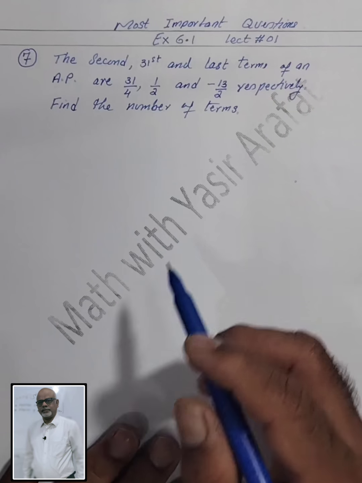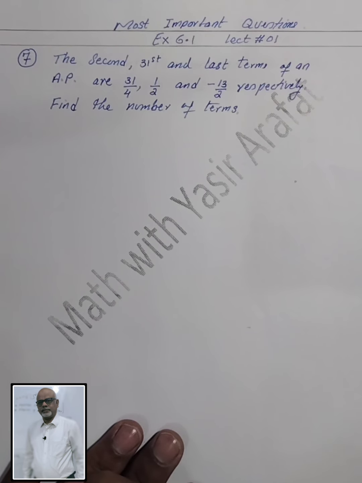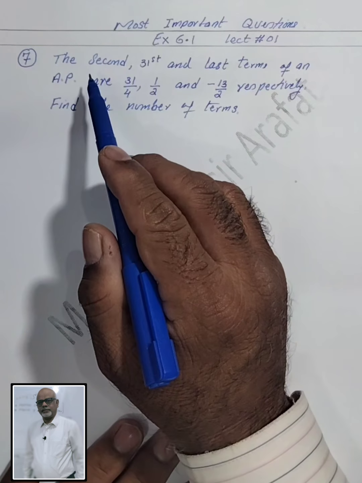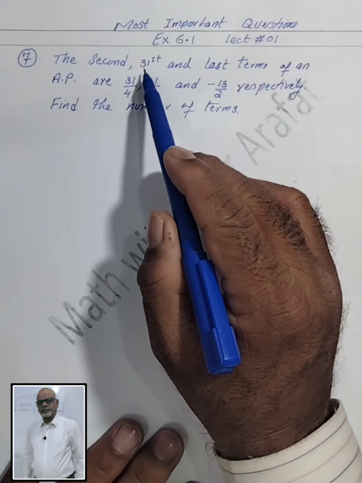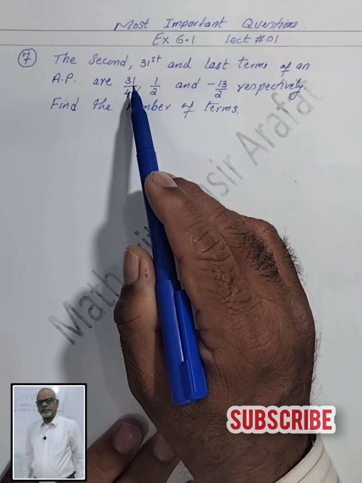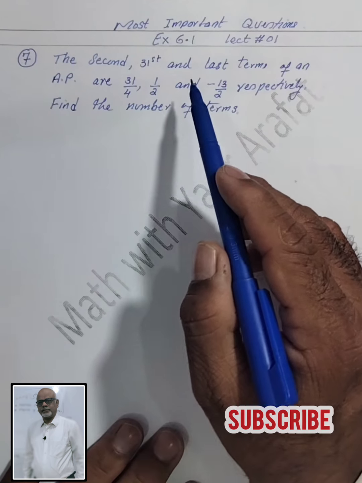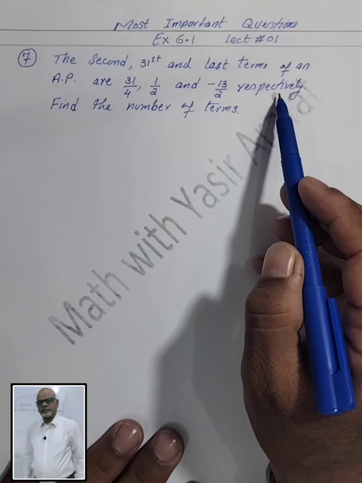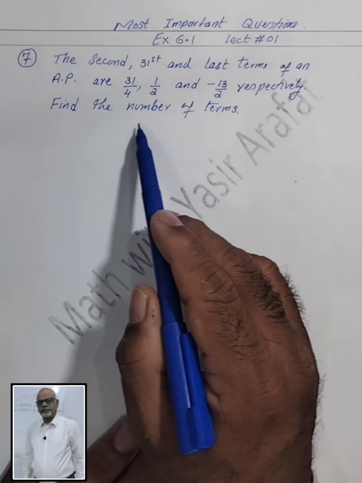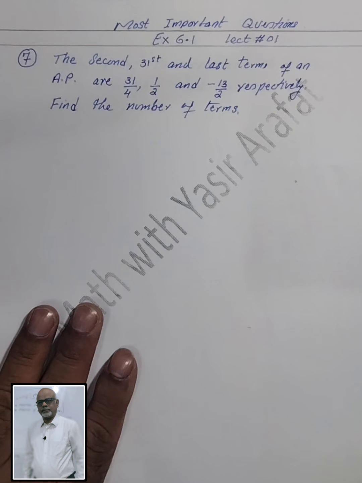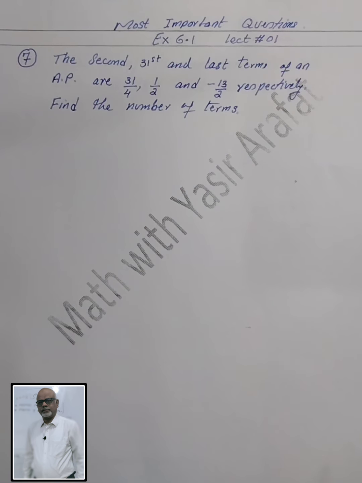Okay, students, now come to the next question here, that is question number 7. The second, 31st and the last term of an AP are 31 upon 4, 1 upon 2 and minus 13 upon 2 respectively, find the number of terms. That means we have to find out the n in this situation here.